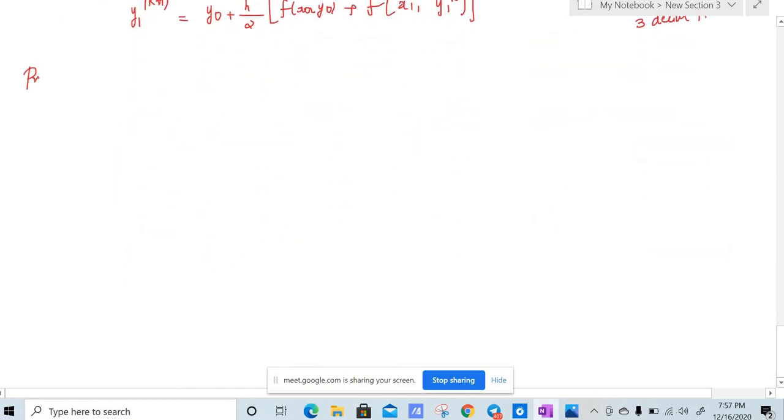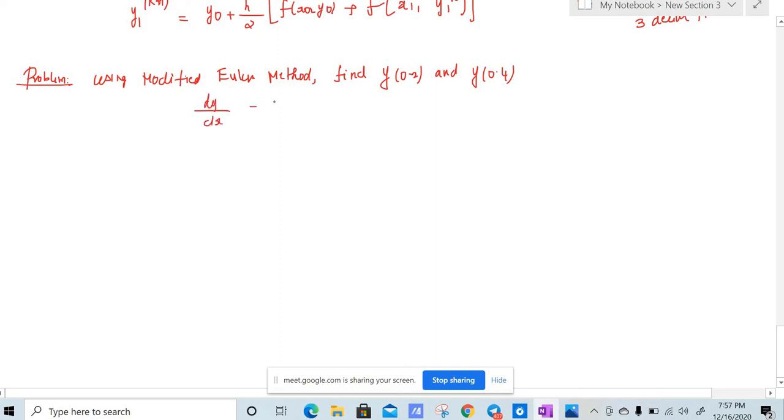Problem: using the modified Euler method, find y of 0.2 and y of 0.4, given dy by dx is equal to y plus e power x, and y of 0 is equal to 0.